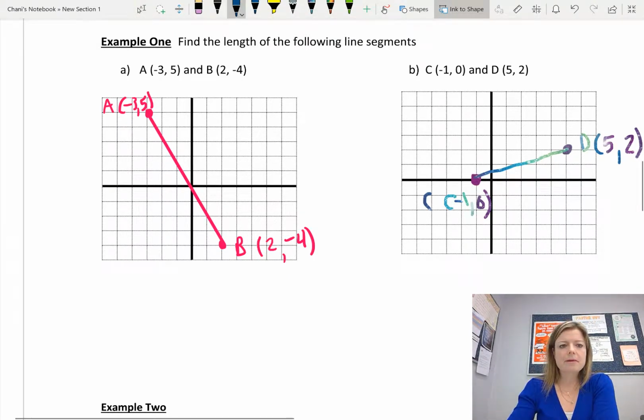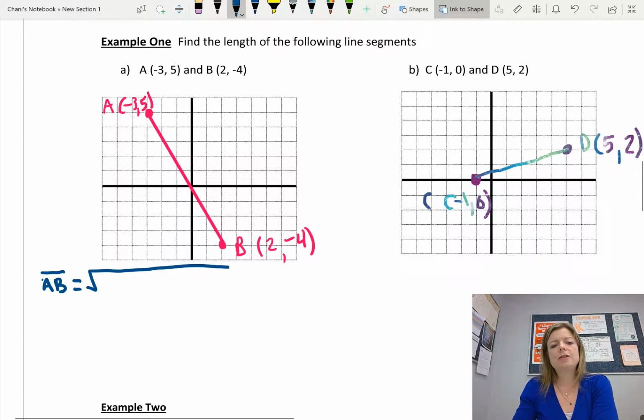Okay, so our endpoints are called A and B, so we can note here AB with the line over it. This means the distance between A and B is equal to, and we start by drawing this huge square root. So we take our second x value and we subtract our first x value. So in that case, we're adding 3 since we're subtracting -3, and then we square it. Then we add our second y value, -4, and subtract our first y value, 5, and square it.